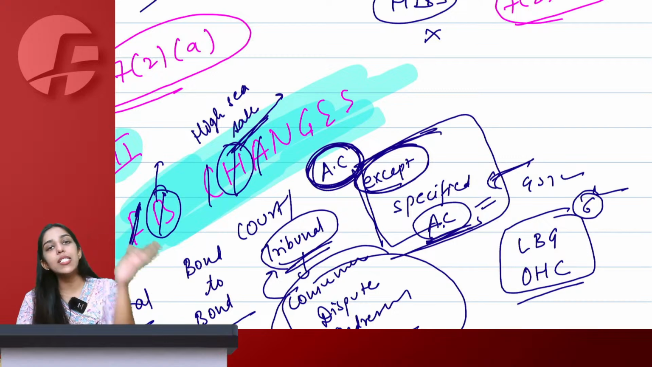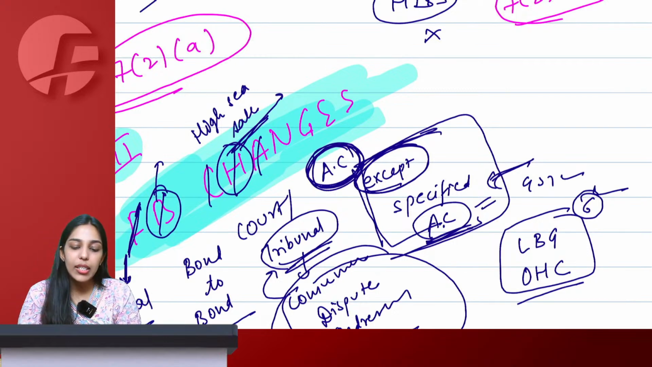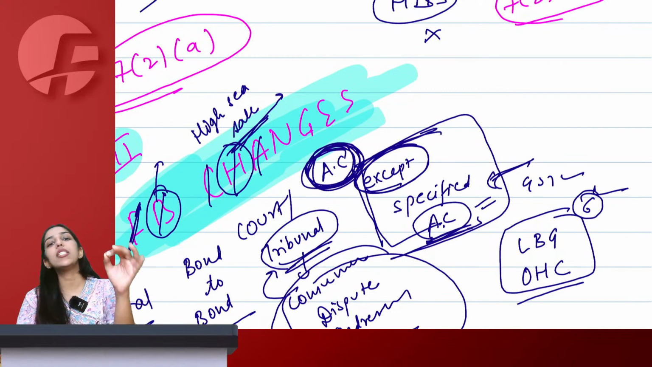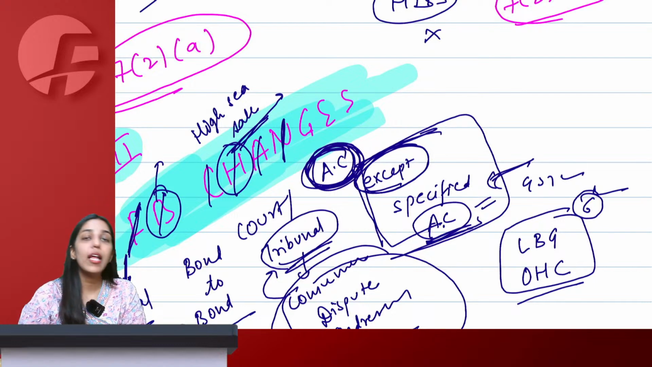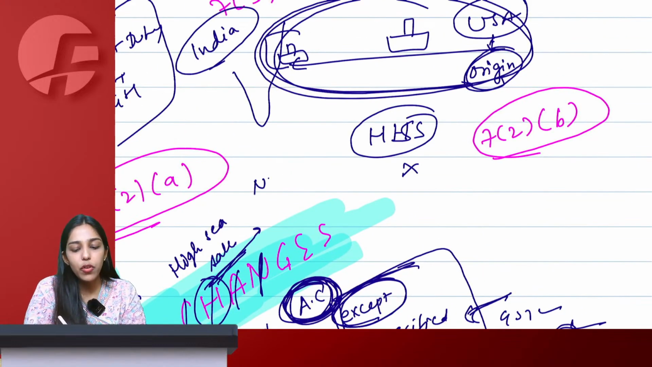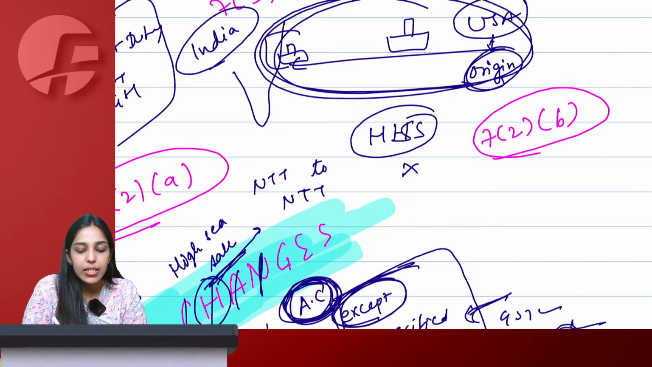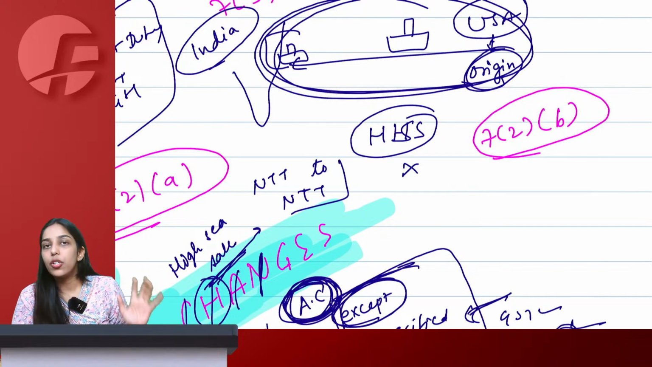Except for these specified actionable claims, any other actionable claim falls under the negative list, Schedule 3, no GST to be levied on the same. N means goods going from one non-taxable territory to another non-taxable territory without entering into India.